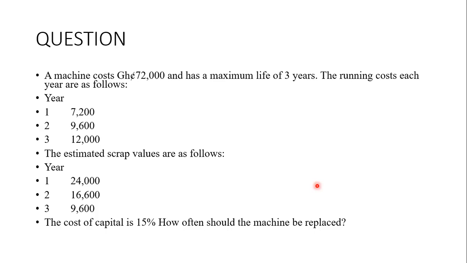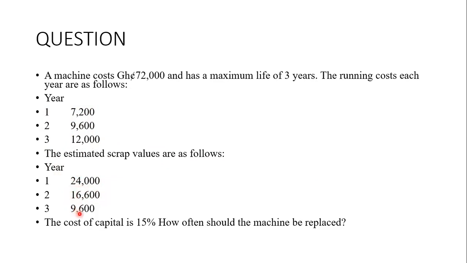A machine costs 72,000 Ghana cedis and has a maximum life of 3 years. The running costs each year are as follows. So year 1, this is the maintenance or running cost. Year 2, it increases. Year 3, it increases further. Now, when you sell this equipment or machine, estimated scrap values are as follows. If you sold it in year 1, you're going to have 24,000. As the years go by, your scrap value also reduces.